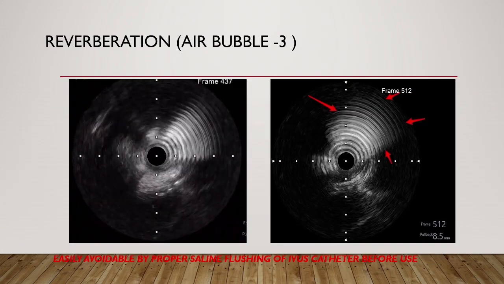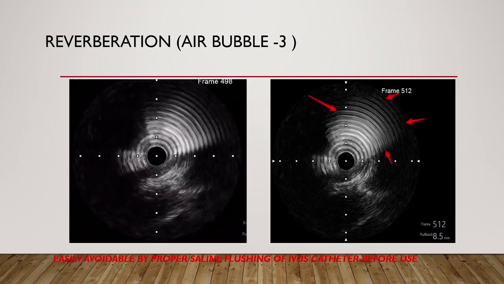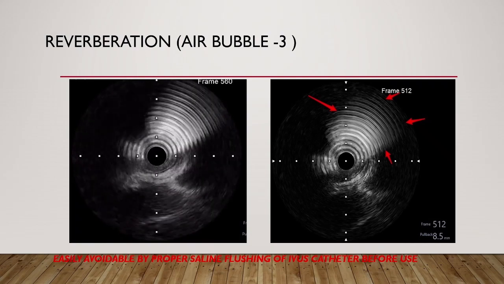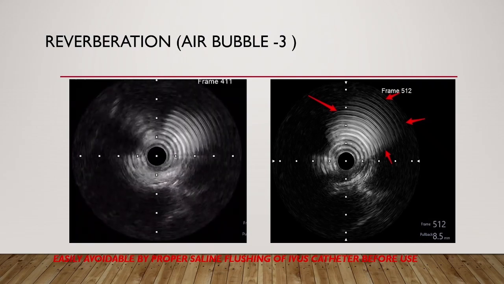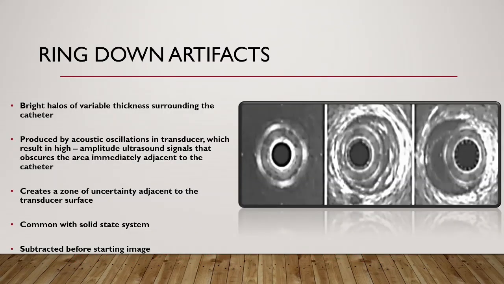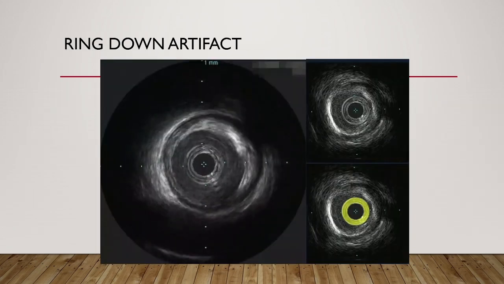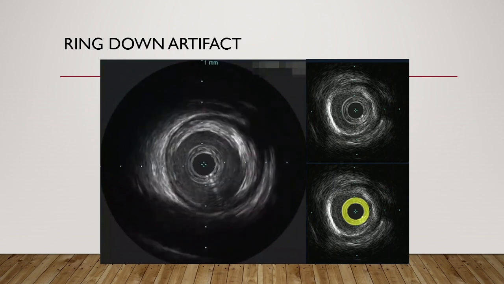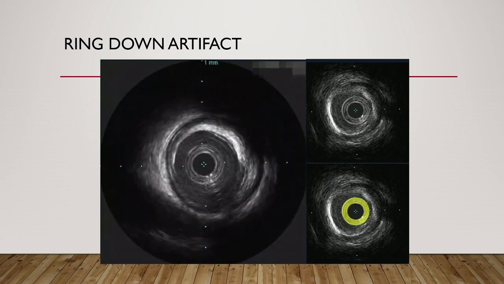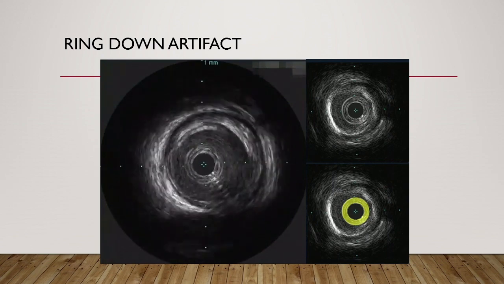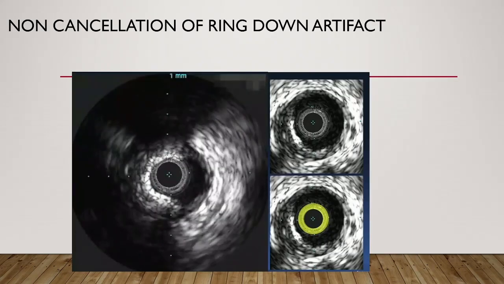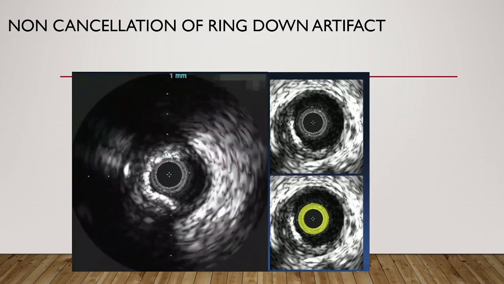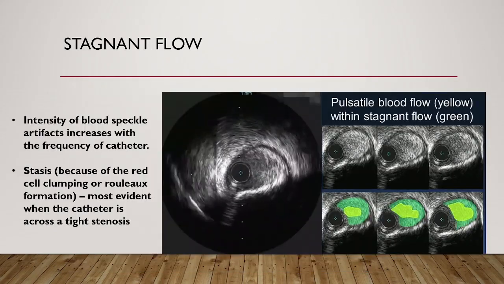This is another few bubbles. They are doing a reverberation artifact, air bubbles transmitting the ultrasound waves like this. So these are air bubble artifacts. A ring down artifact we don't see too much nowadays with a rotating catheter. It was most with a fixed array catheter, where if you don't nullify the ring down, you can't estimate the luminal area, you can't do any estimation like this. Nowadays rotational catheters don't have this.